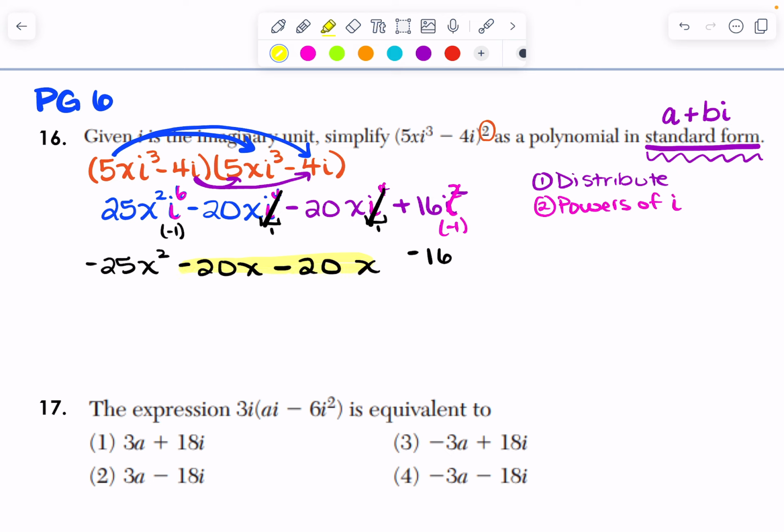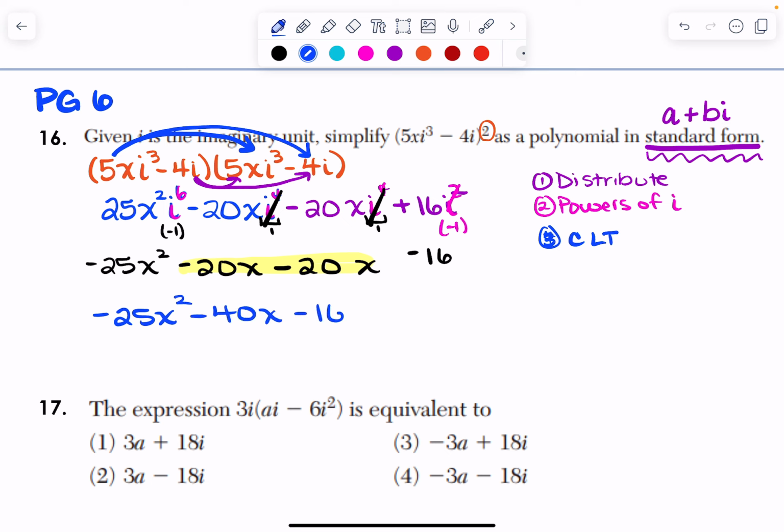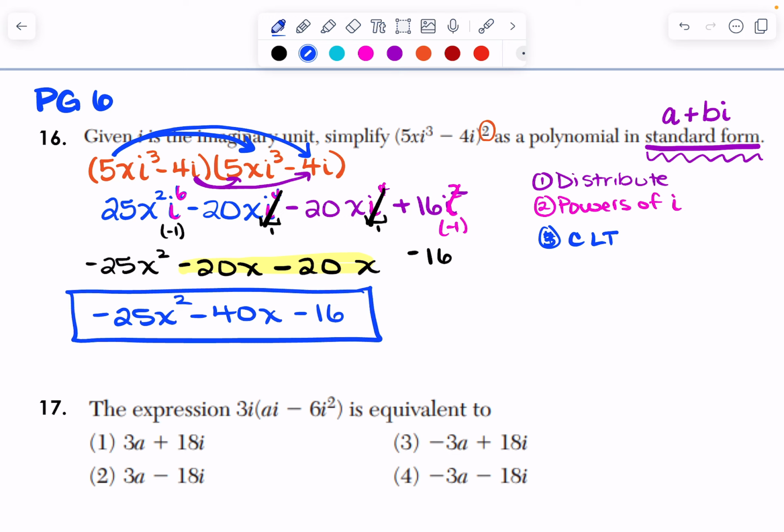All right, now our last step is going to be to combine like terms. So here there's nothing to combine with the negative 25x squared. We end up with negative 40x and nothing to combine with negative 16. And that is it.